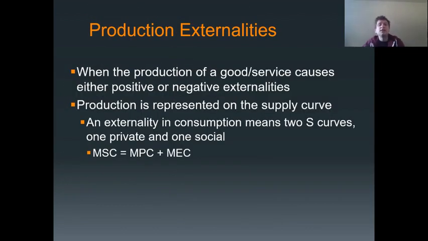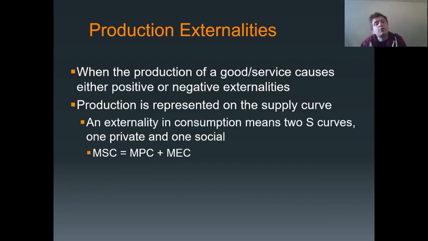Production externalities. This is when the producing of the good, not the consuming of a good, causes those positive or negative externalities. And once again, you have to think of your social cost being equal to your private cost plus your external cost. That's what MEC stands for, marginal external cost.